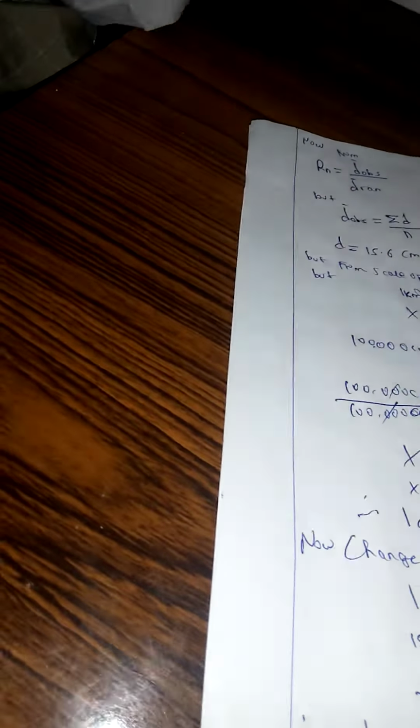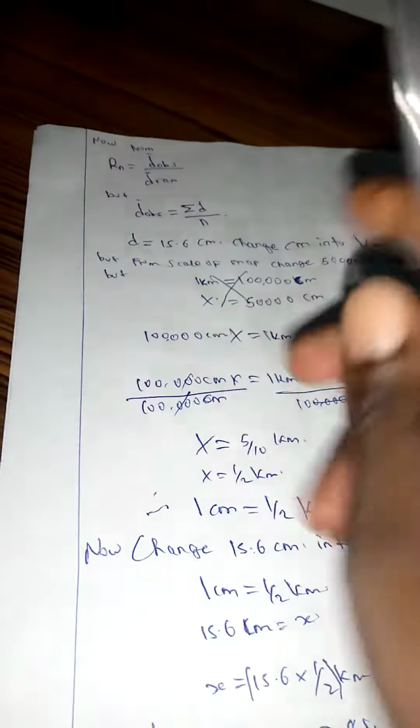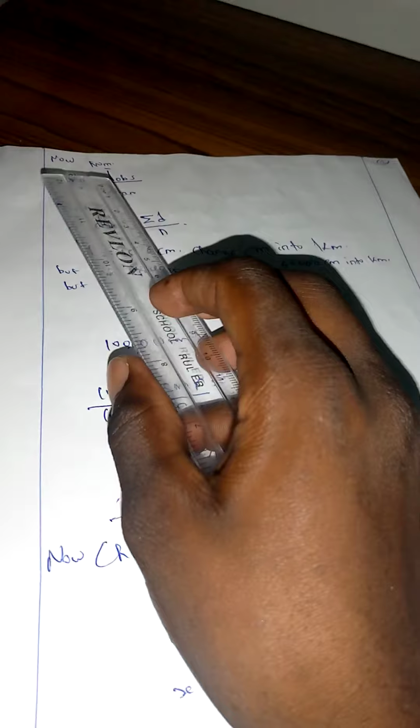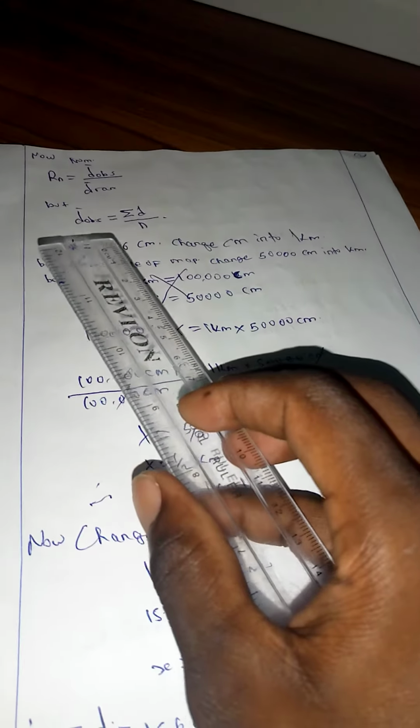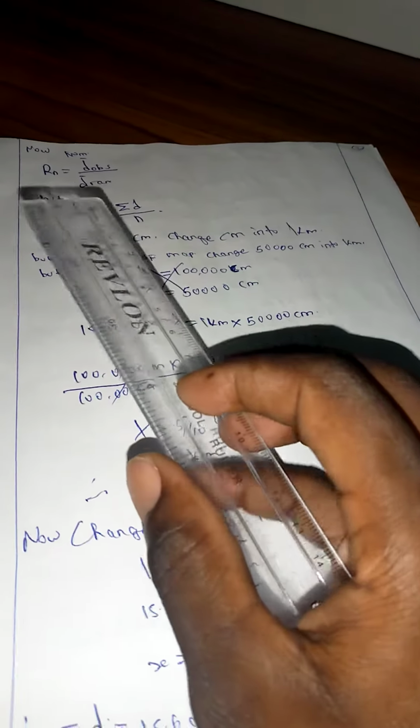Now we are going. Let us continue. Now, Rn is equal to D obs over D, meaning D ran. But D meaning obs is equal to summation of D over N.